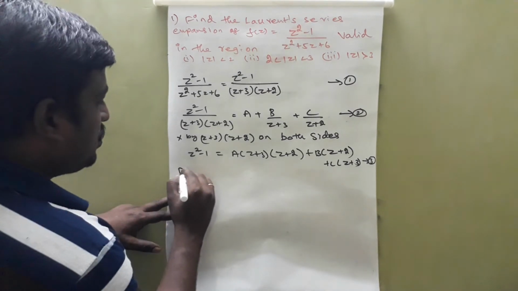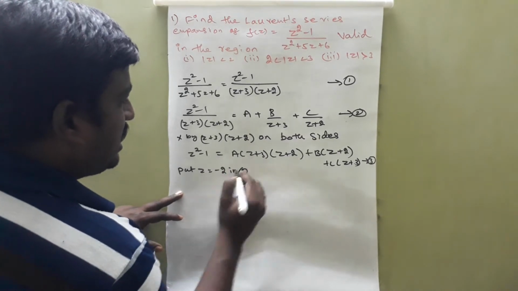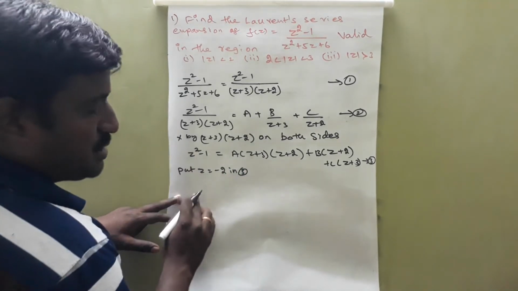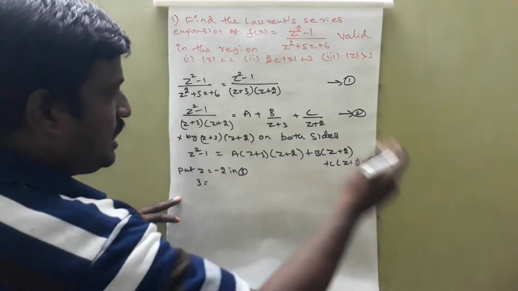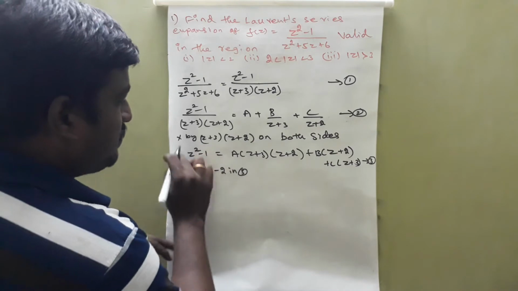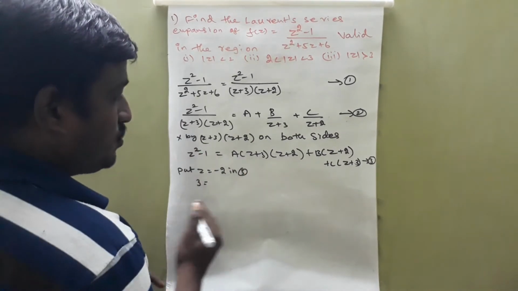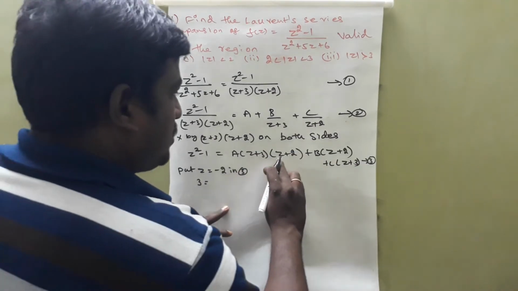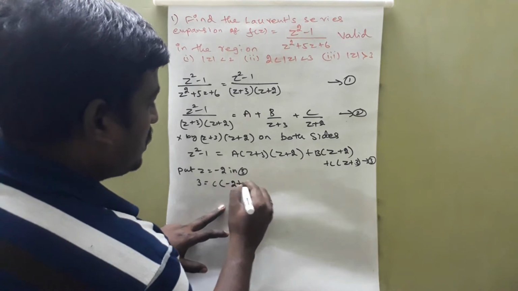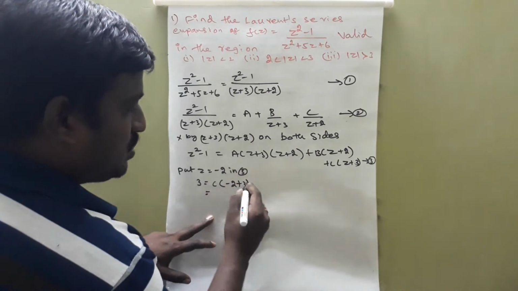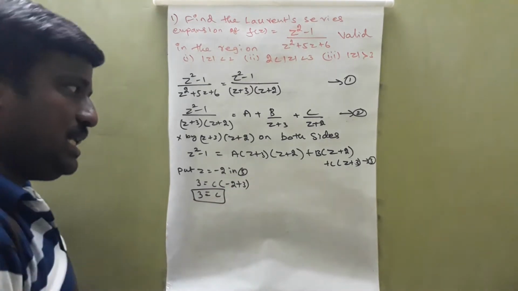So first I can put z equal to minus 2 in equation 3. In the left hand side, what do you get? Minus 2 whole square becomes 4, 4 minus 1 becomes 3. In the right hand side, this becomes 0, this is 0, only we will get the c value. c into minus 2 plus 3. Minus 2 plus 3 is 1, 1 into c is c, so the final value is c equal to 3.